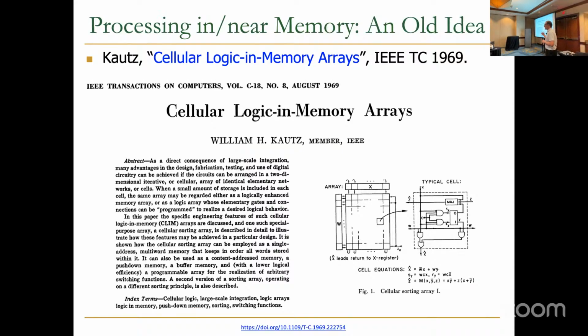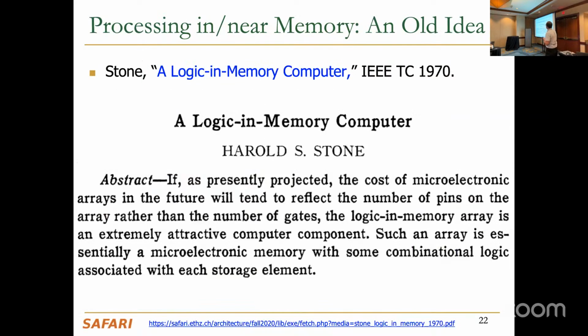People have been proposing processing in memory for at least 60 years or so. These are some of the earliest papers on this topic. If you know of some other earlier papers that are clear like this, please let me know. I'd be happy to change things. And these are beautiful papers, actually. These are proposing what's called processing near memory. Basically, they're adding logic next to memory chips or memory arrays. This is another paper around the same area, around the same time.